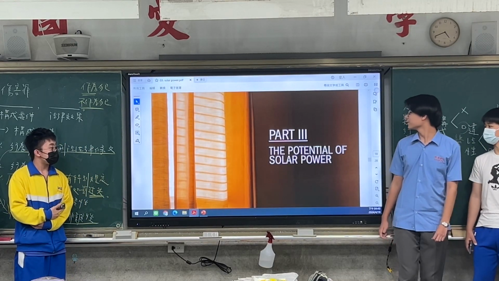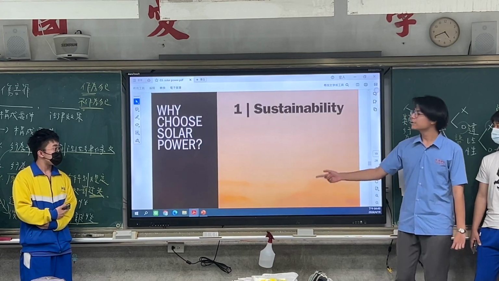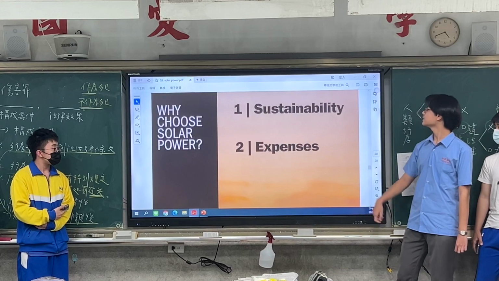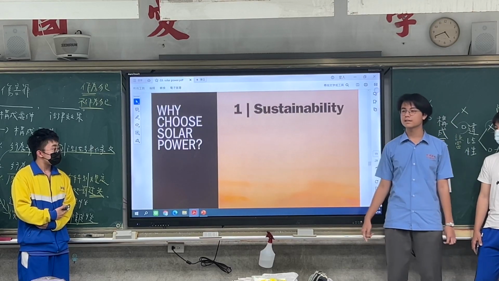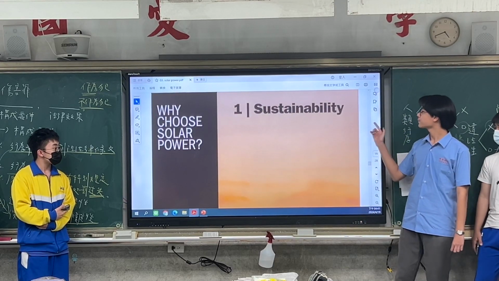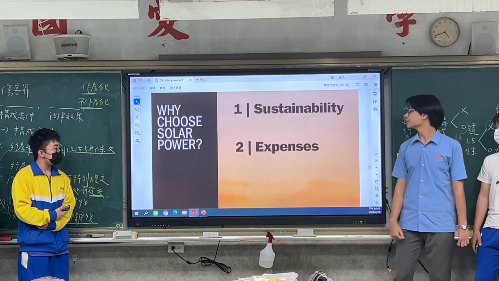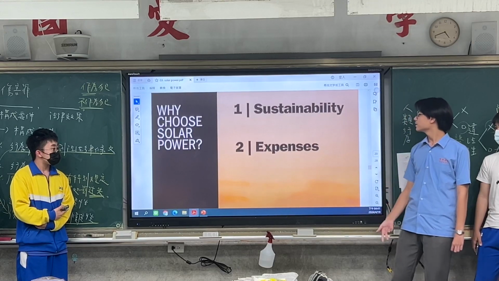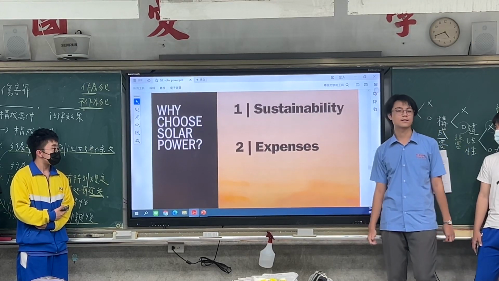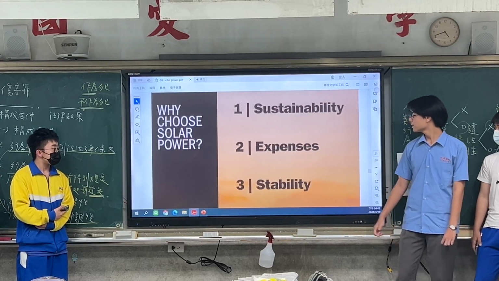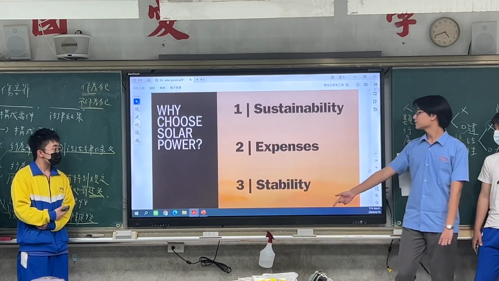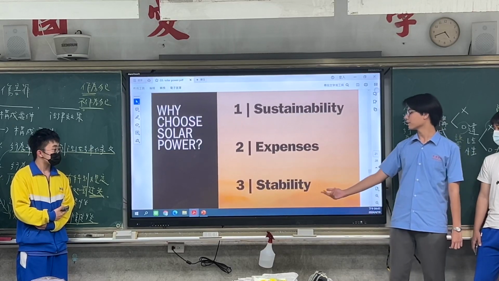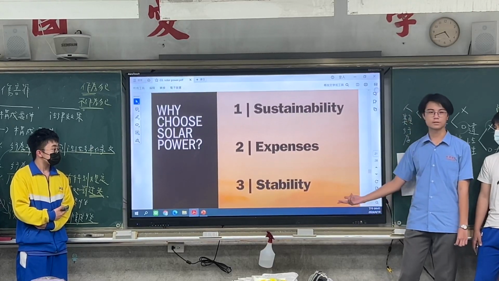Part 3, potential of solar power. Why do we even choose solar power in the first place? There are three main reasons. The first being sustainability. One solar panel can last for up to 2 decades. The second being expenses. As technology advances, the cost of solar panels has greatly reduced. The third being stability. Solar electricity will not be affected by geopolitics, unlike oil and gas. A great example of this would be Russia.